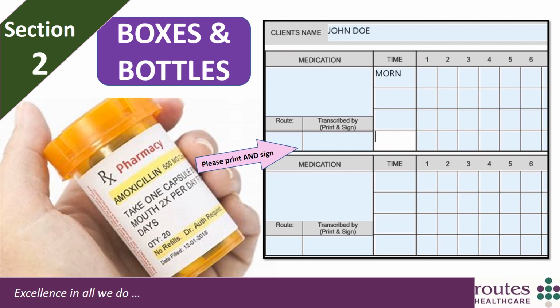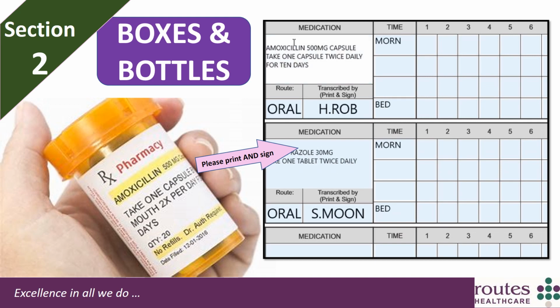Now, as an example, I've got one filled out here. So we've got the amoxicillin 500 mg capsule, and that is taken twice daily. It doesn't state whether they have it at morning or bed or tea. So what we're going to do is have that tablet as far apart as possible. So we're going to have it in the morning and at the bedtime.